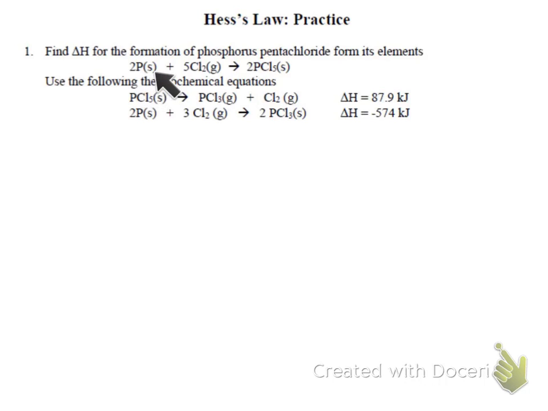First, you're given the equation that you want. This is the equation that you do not have the delta H for, but you are given the delta H for the two following equations. As they're written now, they're not going to cancel and get you what you want, so you're going to have to do some manipulating of the equations. You might have to multiply it by a factor or flip it around, and whatever you do to the equation, you're also going to do to delta H.